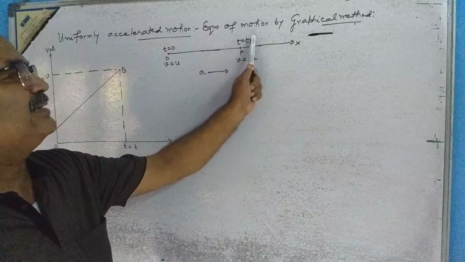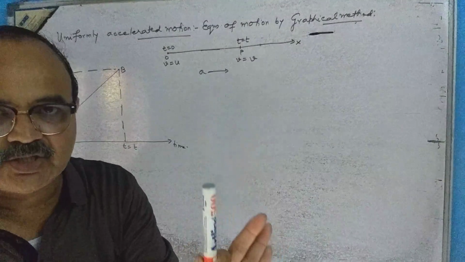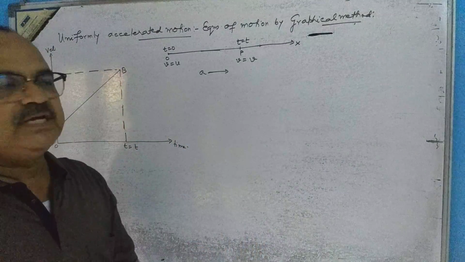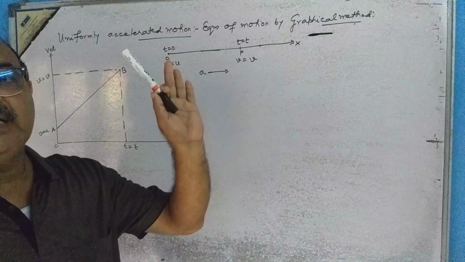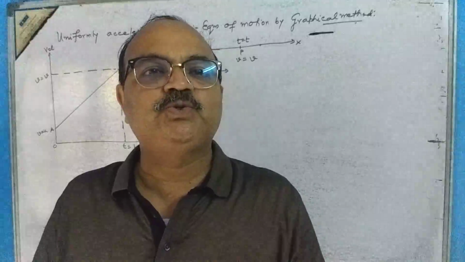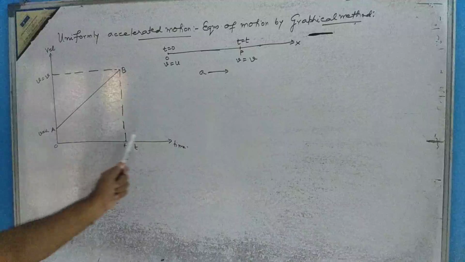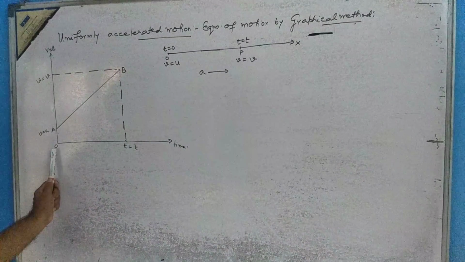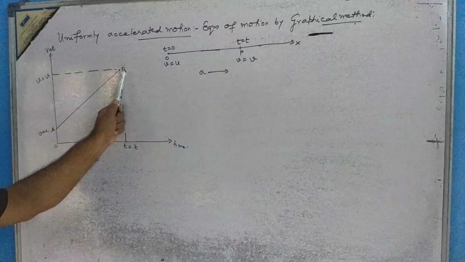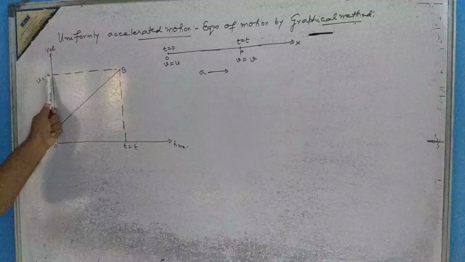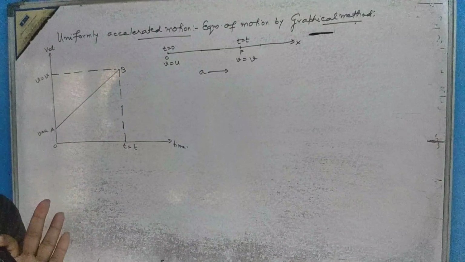At the point P, at the instant of time t, its velocity is v. It is moving with a uniform acceleration. Fine? This is the situation. If I am asked to draw a graph for this situation, how shall we draw it? It will be like this. Velocity-time graph. At time t equal to 0, v is equal to u, from here the body starts. At the instant of time t, its velocity is v.